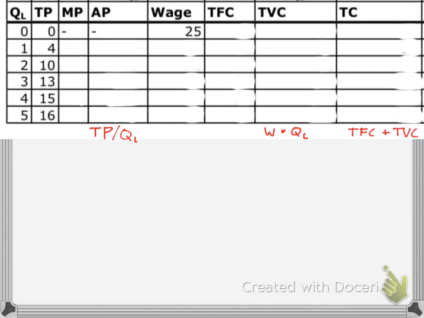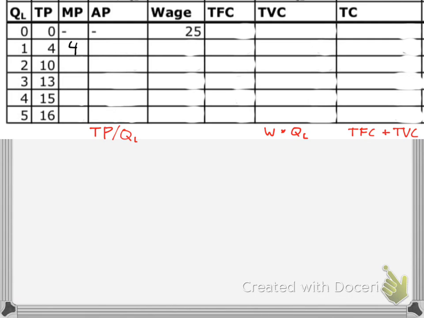So you have quantity of labor, which is the number of workers, and total product, which is how much they can produce, and now we're going to calculate the marginal product for each person. The marginal product is simply the difference from each worker. So from 0 to 1, we go from 0 to 4, so our marginal product is 4. We make 4 products from 1 worker. Now we go from 1 worker to 2 workers. Instead of making 4, we make 10.